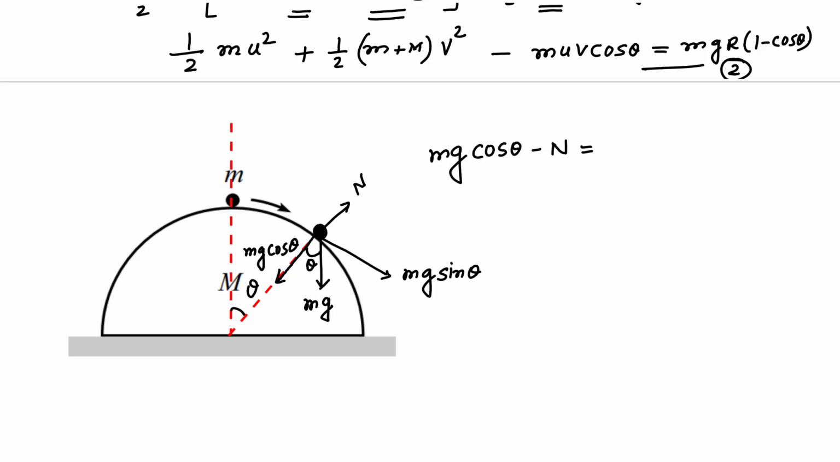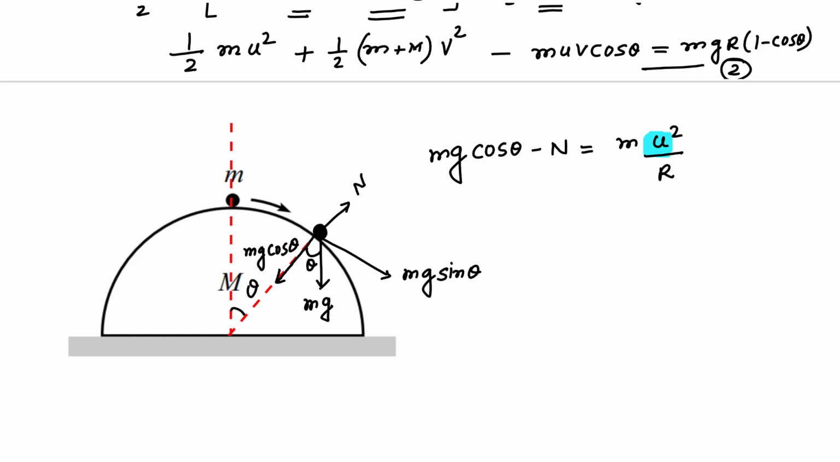And what is the velocity in this case? Mv square, because this velocity is with respect to the sphere, because this is moving in a circle with respect to a sphere. That's why here we have considered u. So this is the velocity with respect to the sphere.